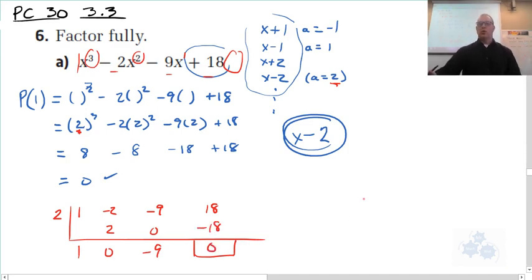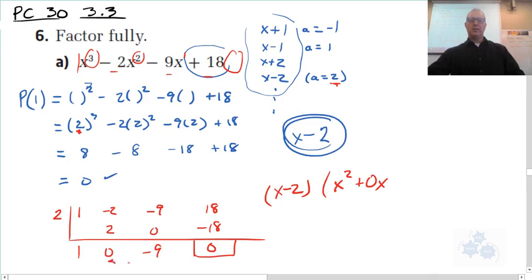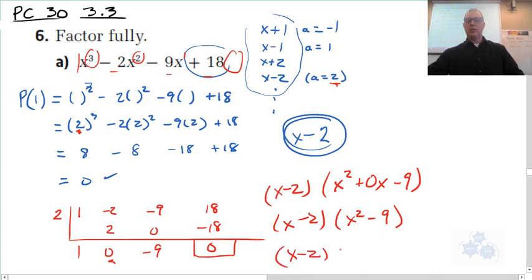Okay? So what we have is x minus 2, we know that, and we also now have x squared, that's a 1, x squared, plus 0x, that's what that means, minus 9. So x minus 2 times x squared minus 9. This x squared minus 9 is a difference of squares. That's easy to factor, so we can just factor that by sight. And it looks like we have x minus 2 times x plus 3 times x minus 3.